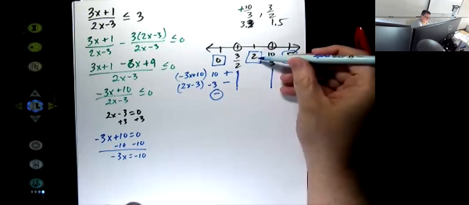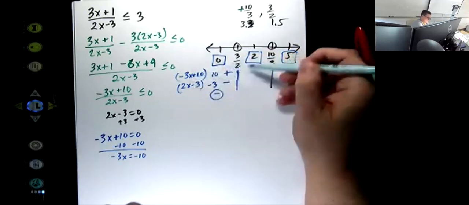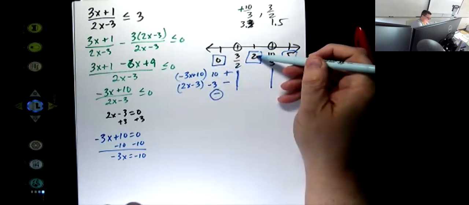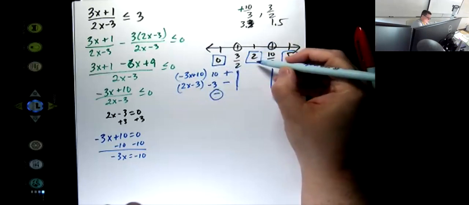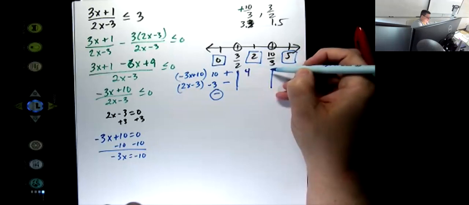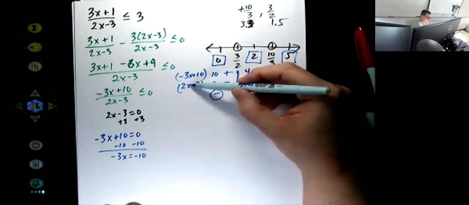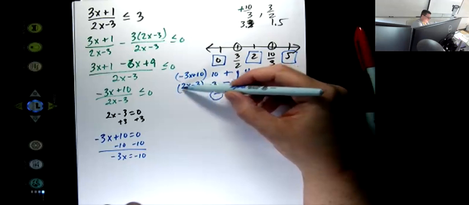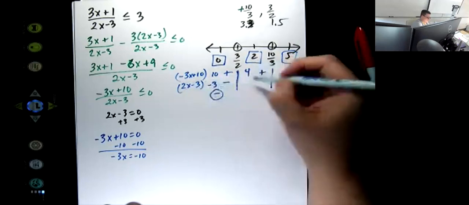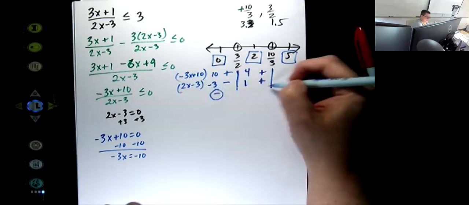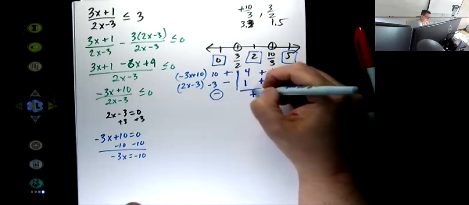I'm gonna do the same thing with 2. If I stick in 2, negative 3 times 2 is negative 6. Negative 6 plus 10 is 4. That's positive. 2 times 2x, or x is 2, 2 times 2 is 4, 4 minus 3 is 1, this is positive. So I've got 2 positives, that's a positive region.